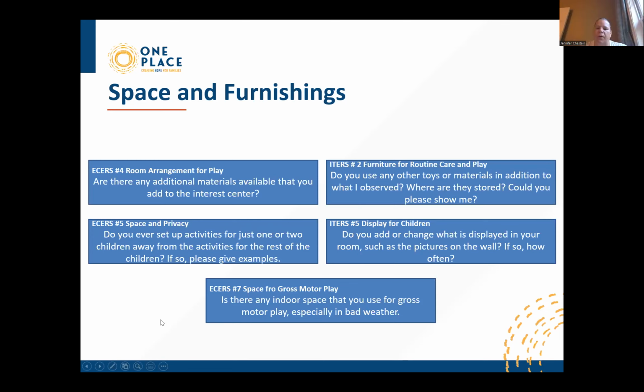All right. And then the next one is for ITERS. It's furniture for routine care and play. And that is essentially the same exact question. Do you use any other toys or materials in addition to what I observed? This takes it a little bit further: they want to know where you store them and if you can show them. So again, knowing where your toys are.